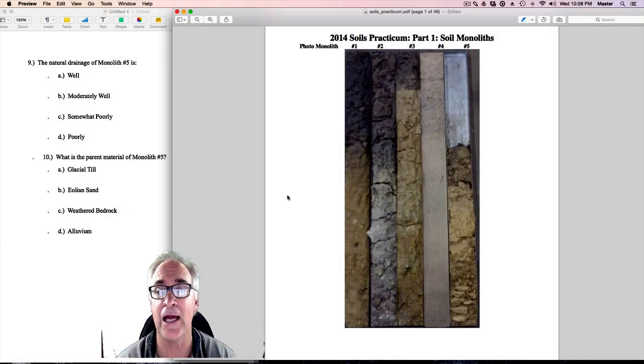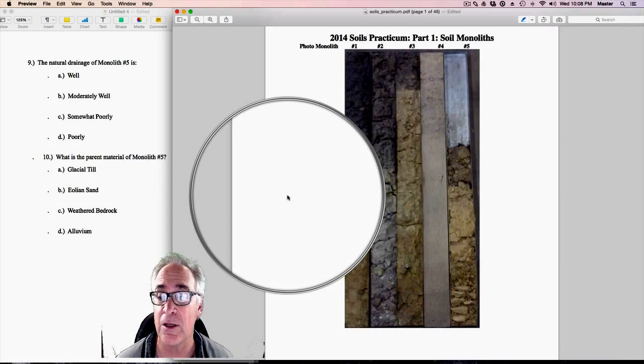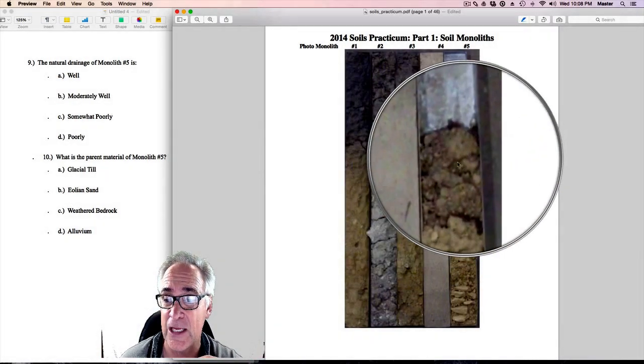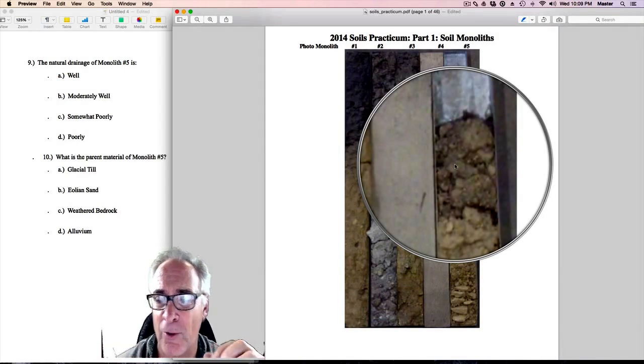All right, let's analyze monolith number five. It's a little bit different, actually they're all different. But this one looks like kind of a shorter stack. Let's zoom in on it. The first thing I noticed is very defined A, B, and C layers. Here's the A layer. It is kind of blocky, but it's unconsolidated. So it's not really consistent. Looks like it's been broken up.